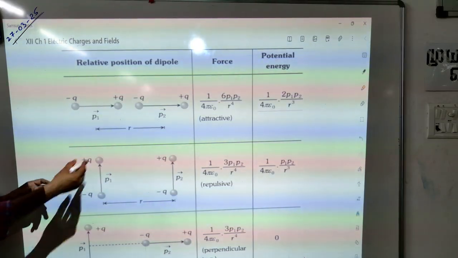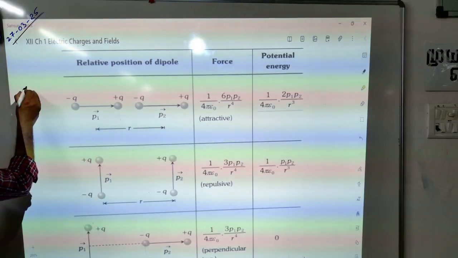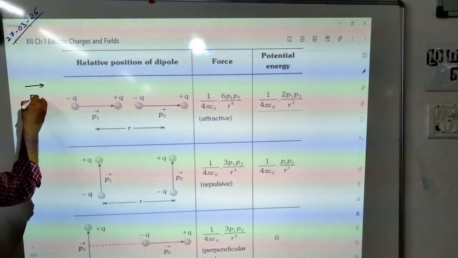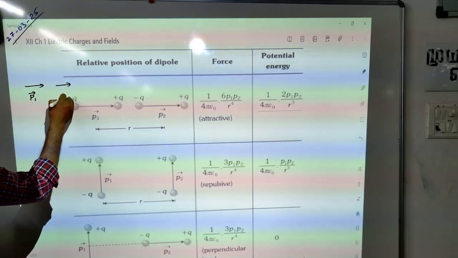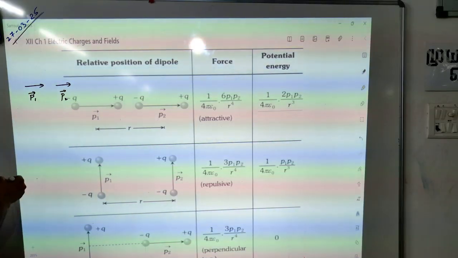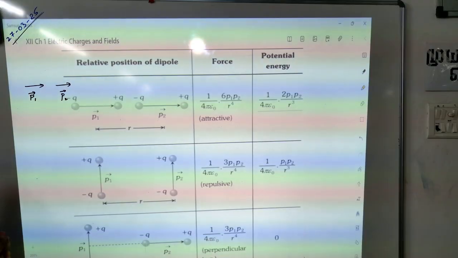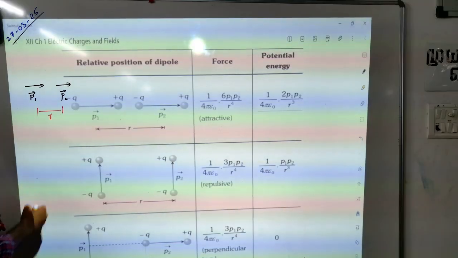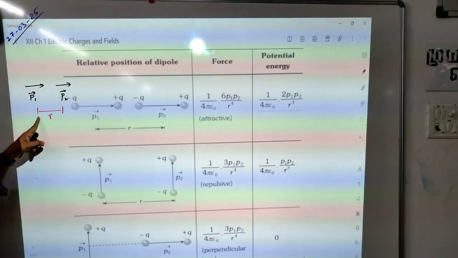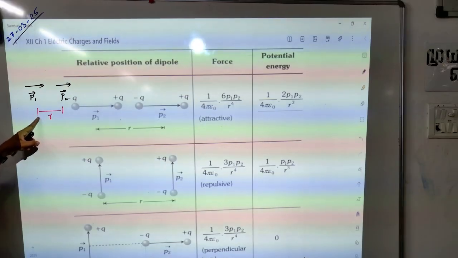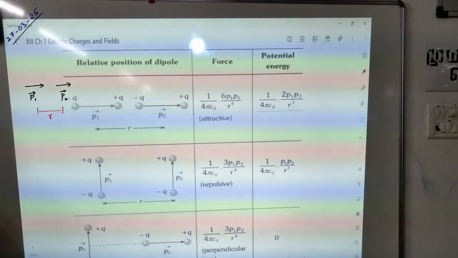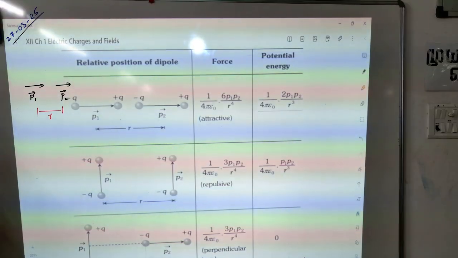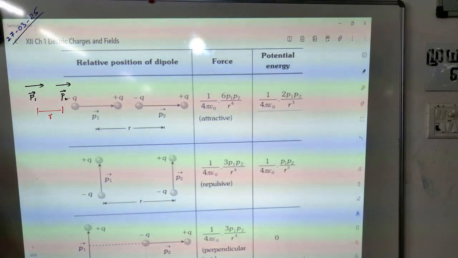Sometimes this question can be depicted like this: P1 vector, P2 vector, and they are separated by r distance. Okay? Noted?